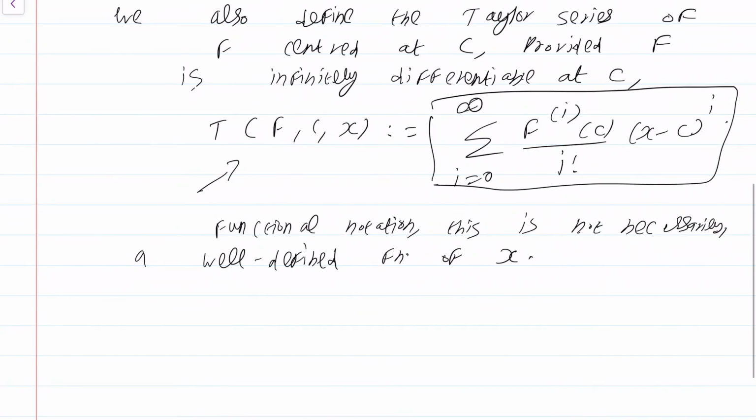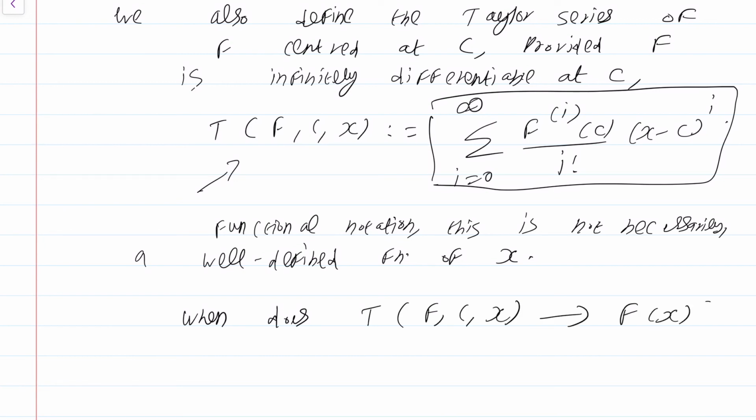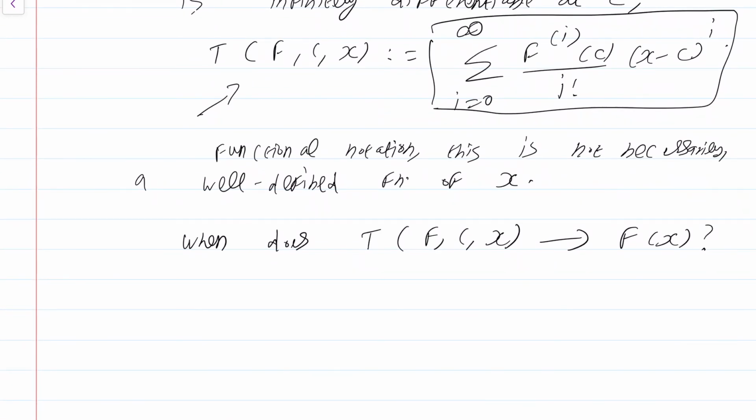So one interesting question is, when does T(f, c, x) converge to f of x? When does this happen? And in the next module, you will be in for a shocking surprise. This is a course on real analysis, and you have just watched the module on a notation for Taylor polynomials.